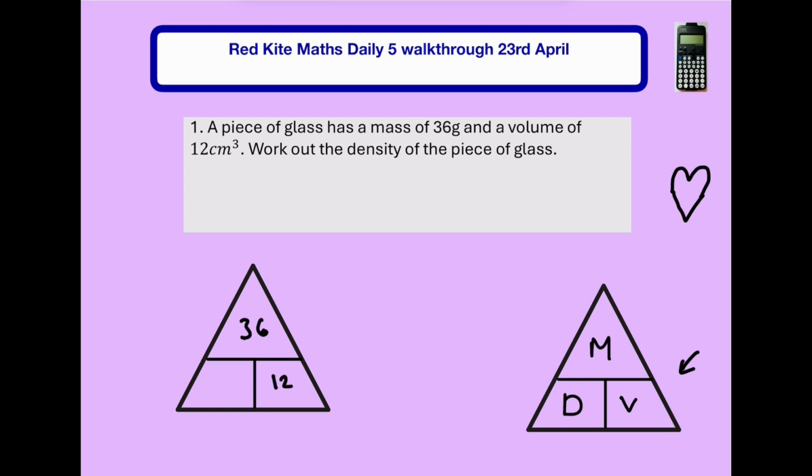Okay, so we need to do the sum that's left behind. We do 36 divided by 12, and that gives us a density of 3.